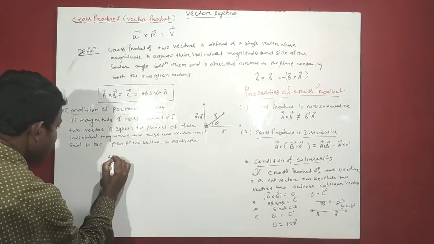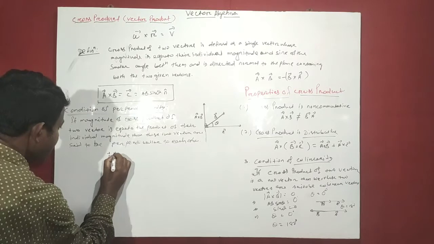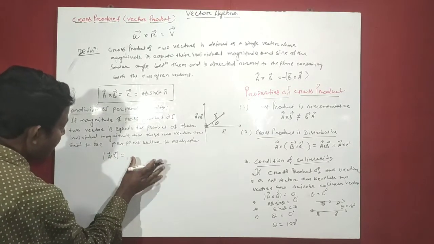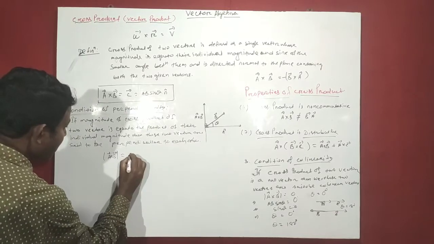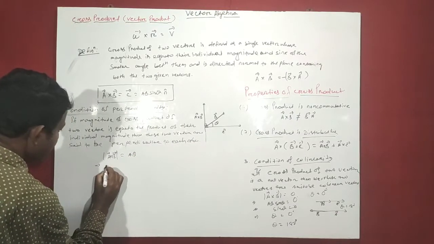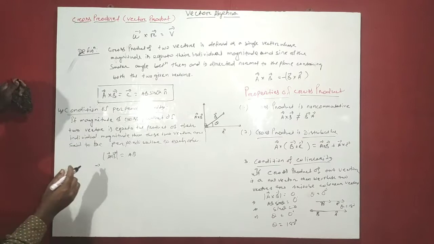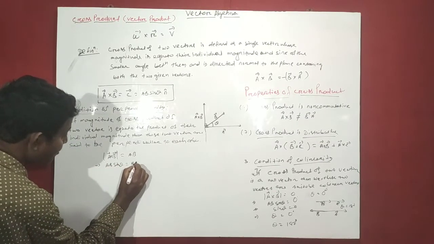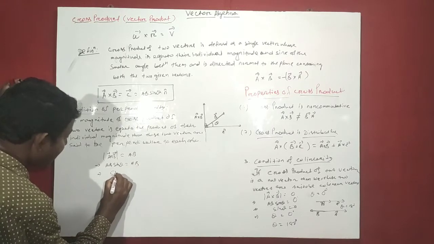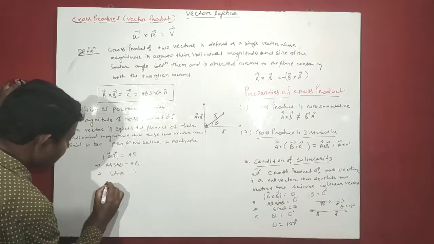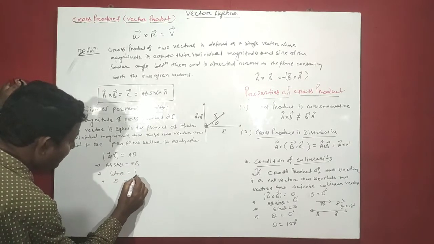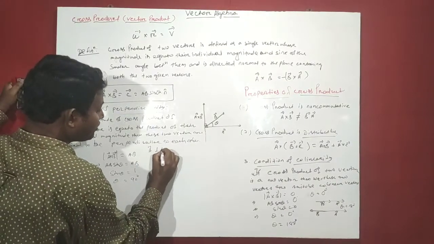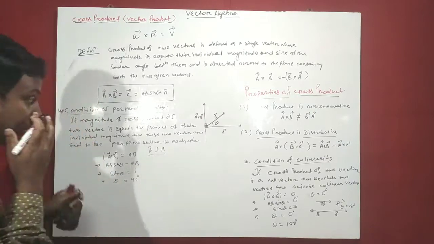That means the magnitude of A cross B is equal to AB. A cross B, AB sin theta, AB sin theta is equal to AB. That means sin theta is equal to 1 and theta is equal to 90 degree. That means A is perpendicular to B. Theta is 90 degree.